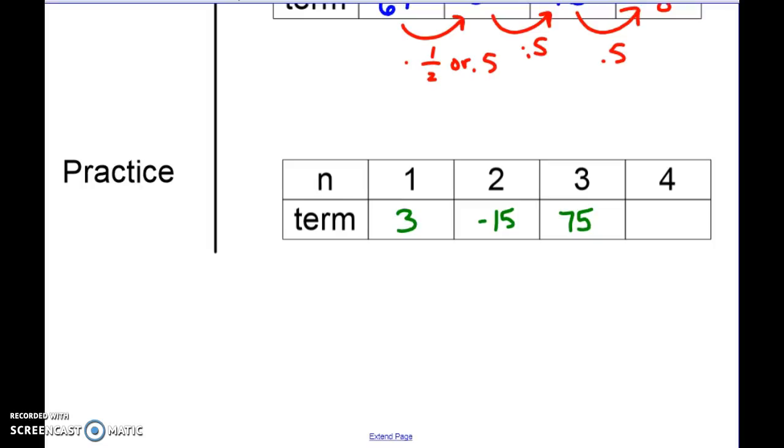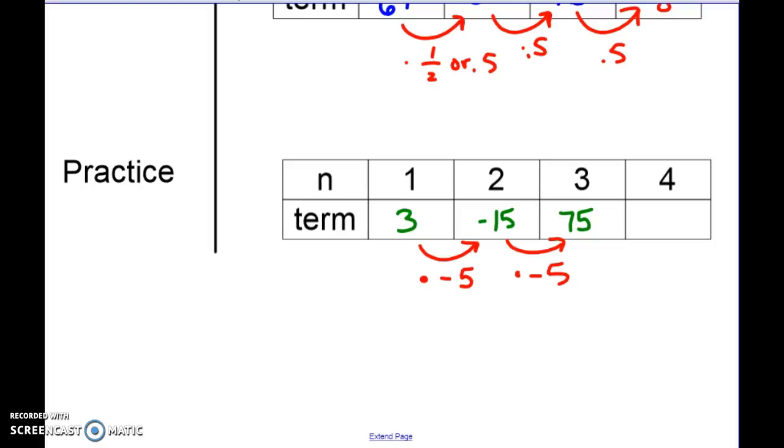If you can remember the simple arithmetic rule that a negative times a negative is a positive, then that's how we get this alternating effect. If we take 3, what do we have to multiply 3 by to get to -15? Hopefully you know that's multiplying by -5. 3 times -5 gives us -15. And if you take -15 and multiply it by -5 as well, you're going to get a positive 75. So the common ratio here would be -5.